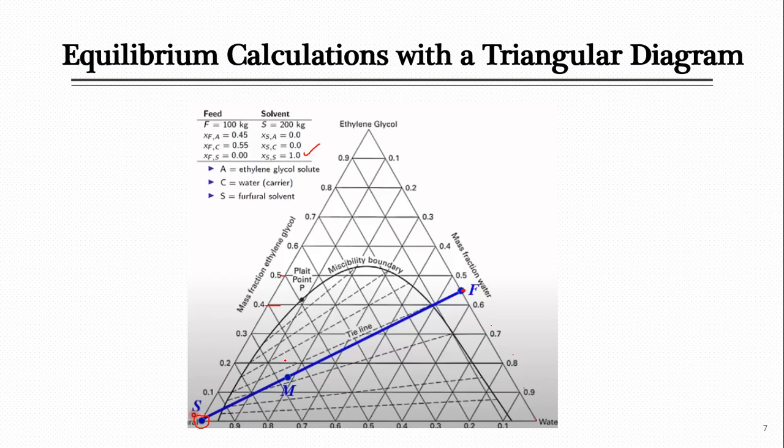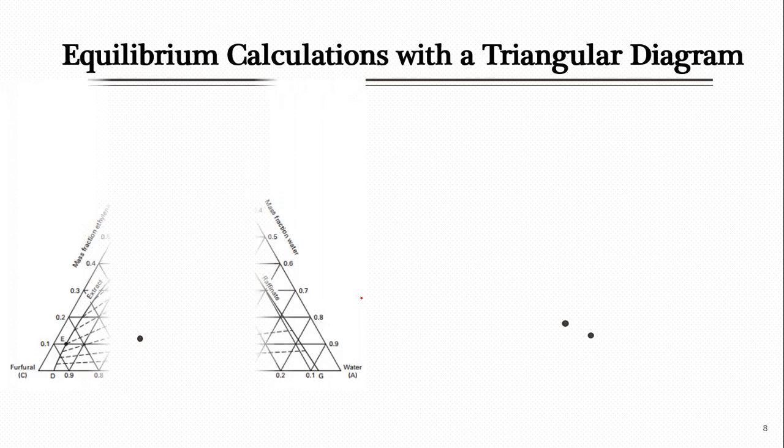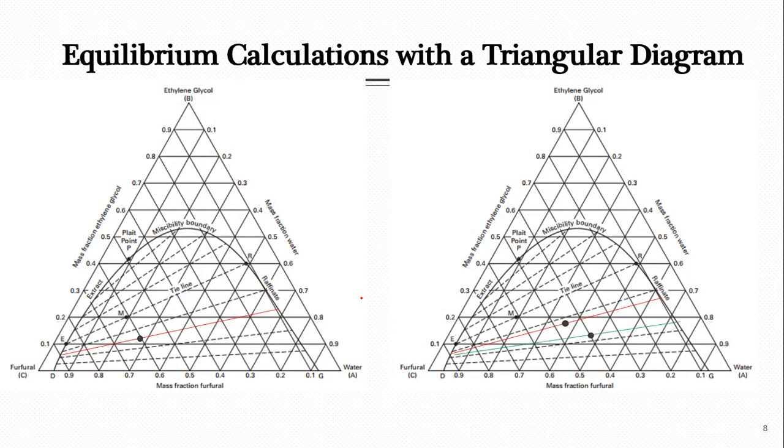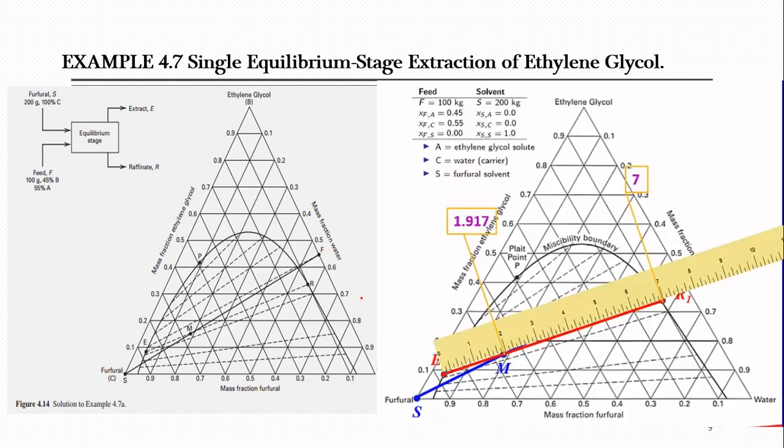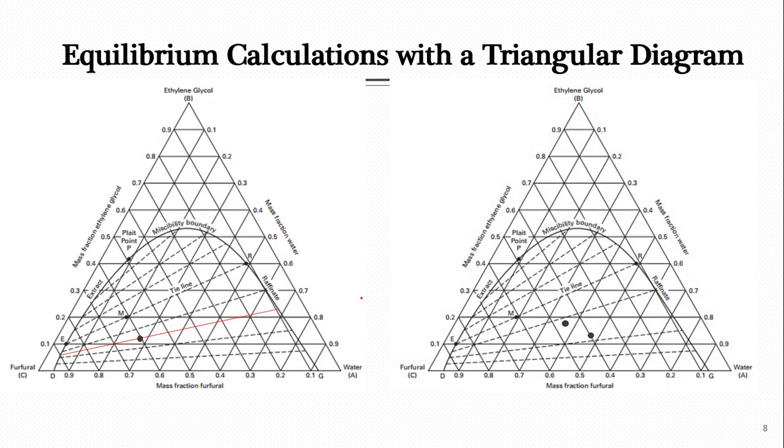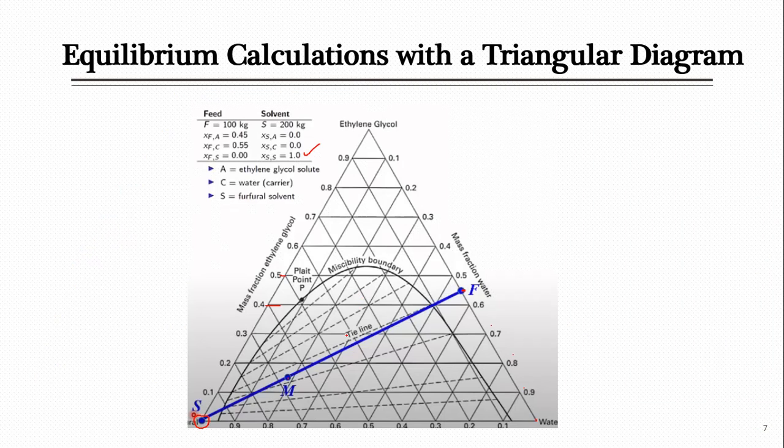So this was the feed, and then we located the mixture here by using the composition of the mixture, which we had already calculated. We drew a straight line from the feed towards the solvent, and this mixture is formed from feed and solvent. So the mixture point M will be located on this feed-solvent line. After this, our next task was to draw the line from M. I will just come back to that slide.